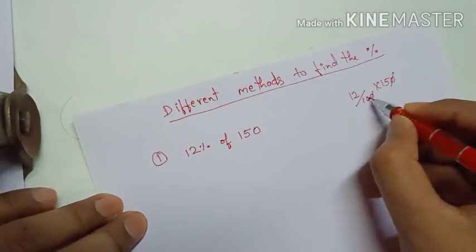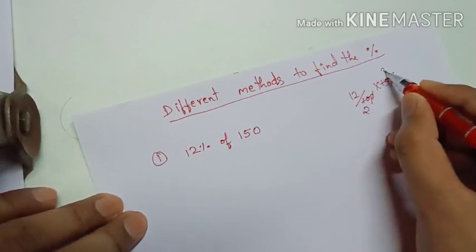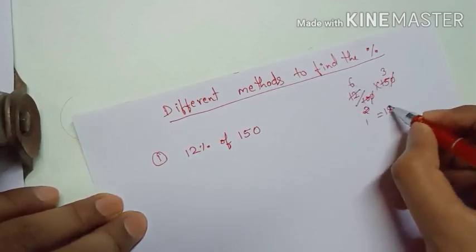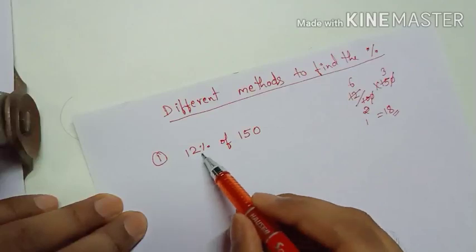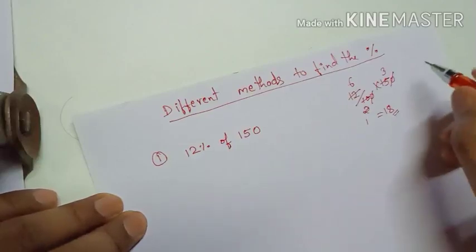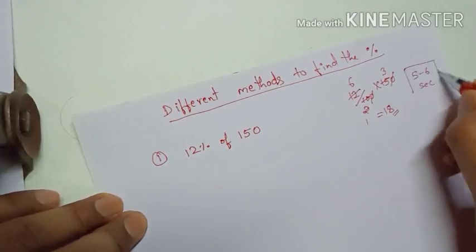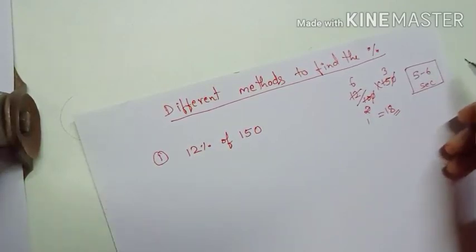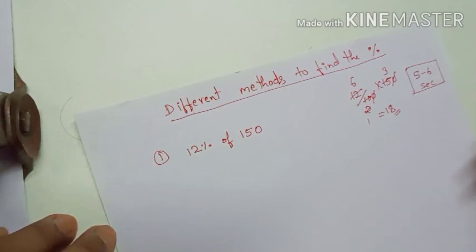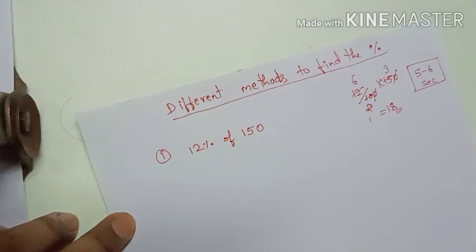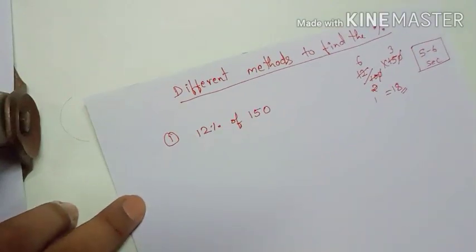Let us do it. The zeros get cancelled, 5 twos are 10, 5 threes are 15, 2 ones, 2 sixes are 12, 6 threes are 18. So the answer: 12% of 150 is 18. We hardly took 5 to 6 seconds for this. Whenever you are appearing for bank examinations, time is very important. You cannot waste 5 to 6 seconds just to find 12% of 150, so please learn these short tricks.